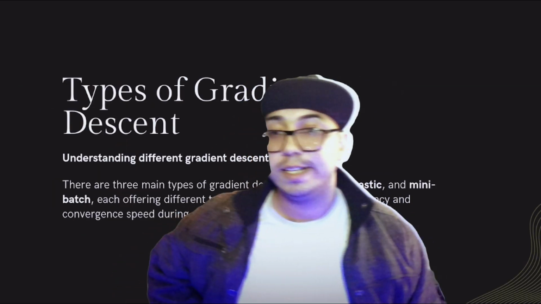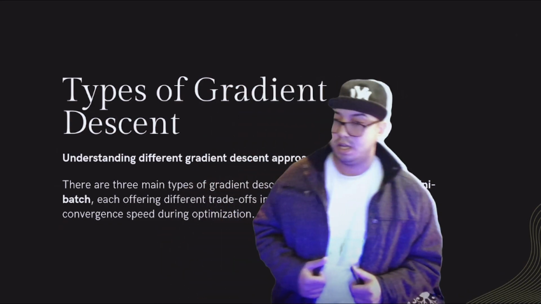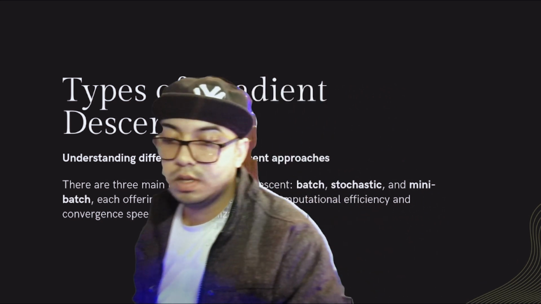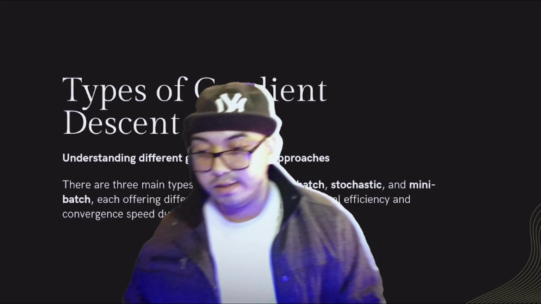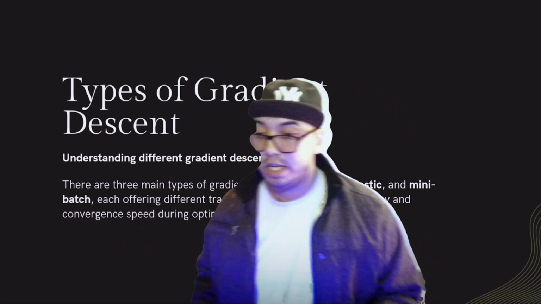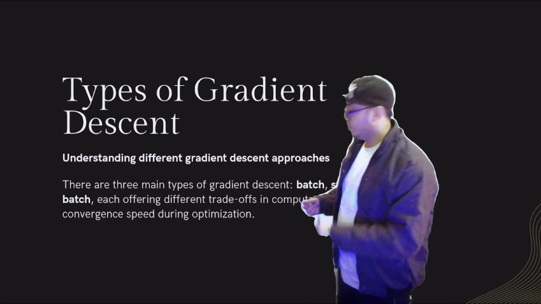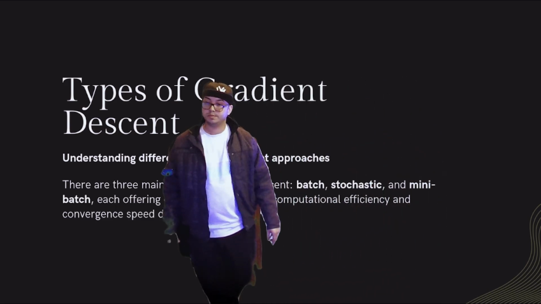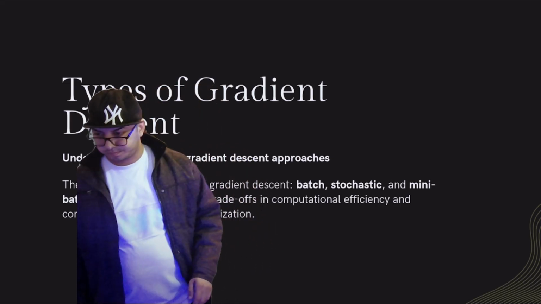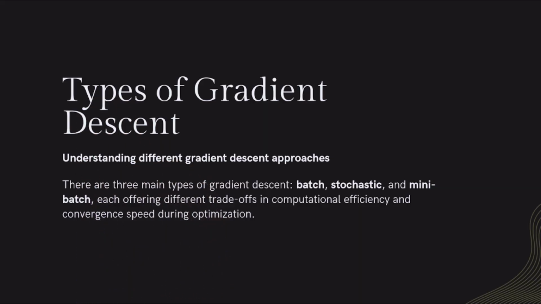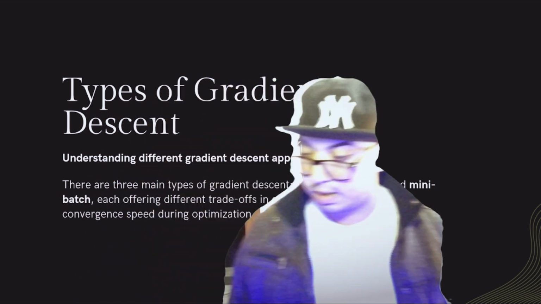So, what are the types of gradient descent? Understanding different gradient descent approaches. The first one is batch gradient descent, the second one is stochastic gradient descent, and the third one is mini batch gradient descent. Each has its own advantages and trade-offs. You can see the definitions.